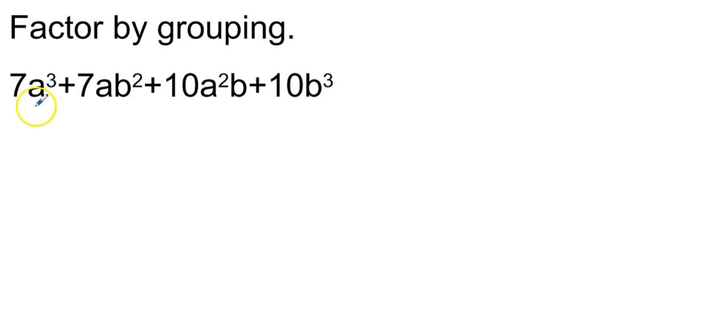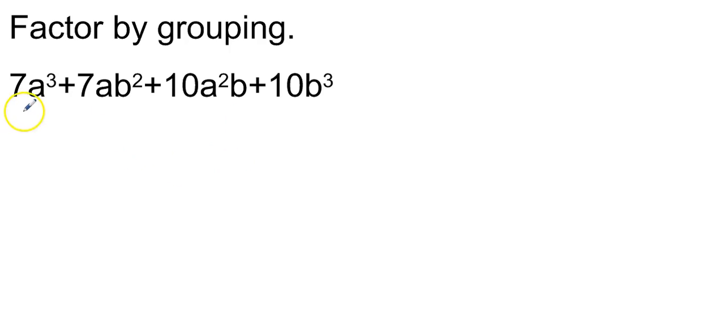And if I just really quick check the first and the last one when I've got four terms, usually that helps. 7a cubed and 10b cubed. Nothing in common between the two. They have different variables, and 7 and 10 have nothing in common. 7 is prime and 10 is made up of 2 and 5. So there's nothing that I can do to factor them.